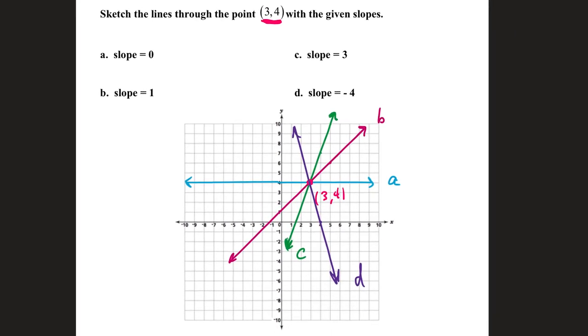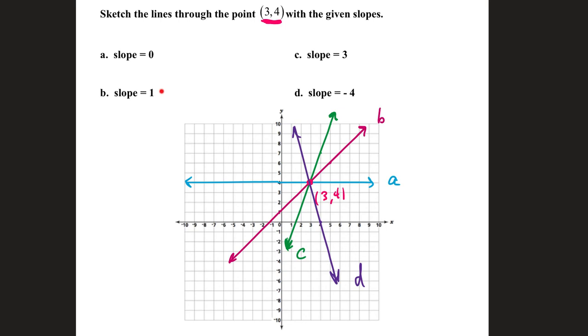Sketch the lines through the point 3, 4 with the given slopes. So first, let's correctly plot the point 3, 4. That's here. We go from the origin, we go right 3, up 4. That's the point of interest where we're going to put various lines with changing slopes. Well, the slopes will be fixed, but we're going to change up the slopes. Part A, slope of 0. That's a horizontal line. So this blue line passes through the point 3, 4 with a slope of 0.